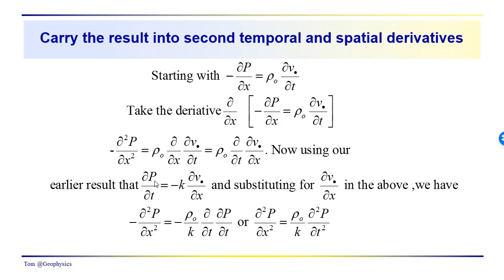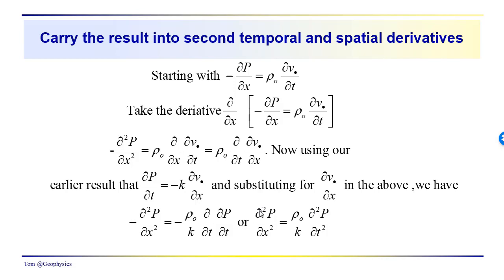And then using this earlier result that dp dt is equal to minus k dv dot dx, substituting for dv dot dx in the above, we have this relationship here. So we have the second spatial derivative of the pressure changes equal to minus rho zero, the ambient or undisturbed density of the medium, over the bulk modulus, times the second derivative of the pressure changes.